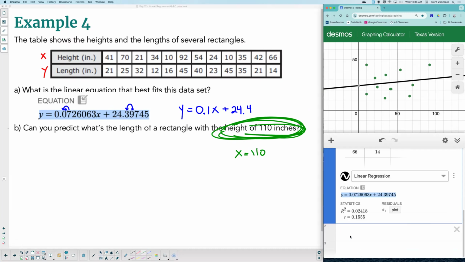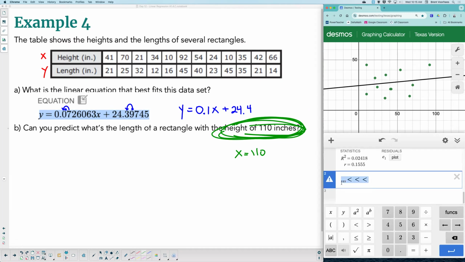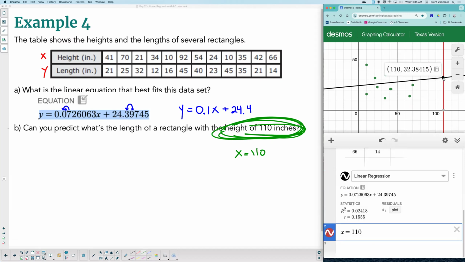So go get a new equation. Don't erase what you have. You need it. Just add a line and type in X equals 110. Oh, come on, calculator. There it goes. X equals 110. And now click on where it crosses the line. That spot right there should be our solution. Did everybody get the same number as me here?